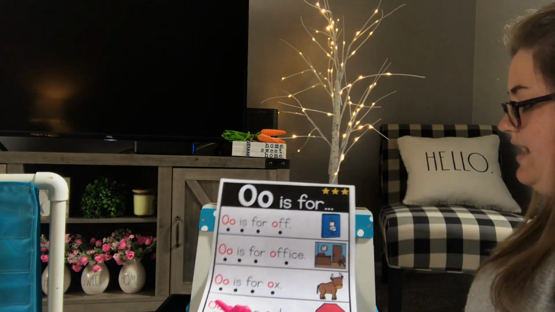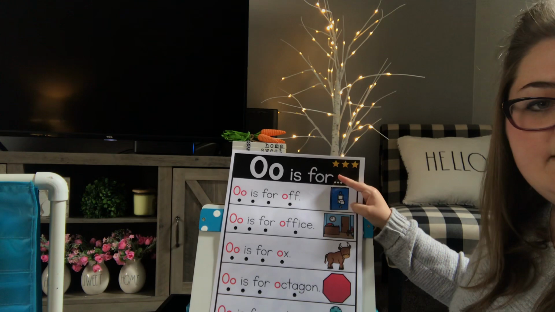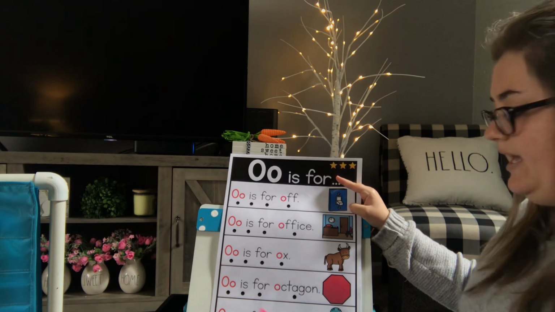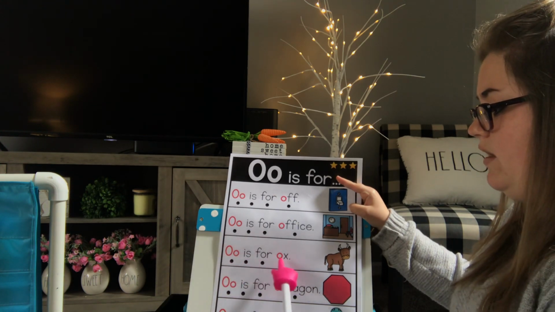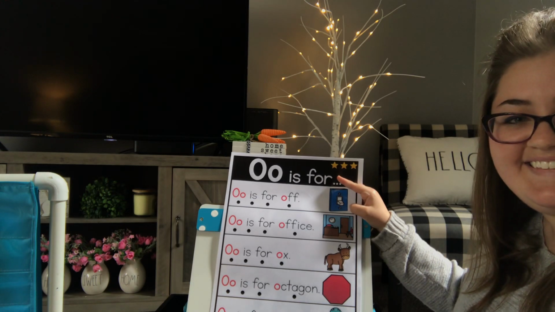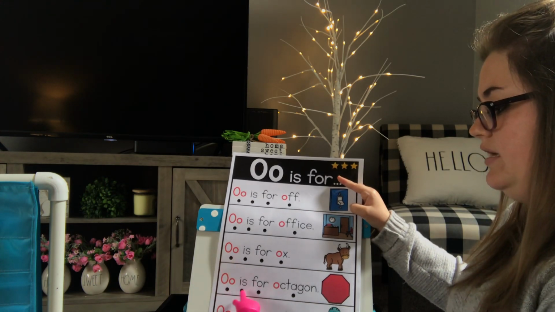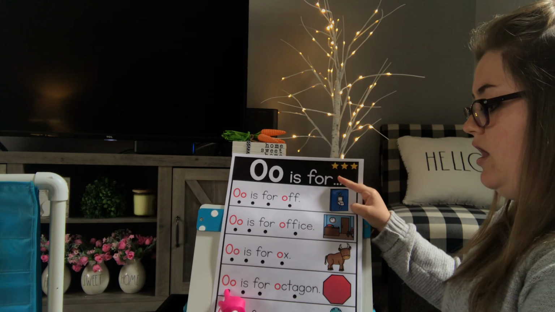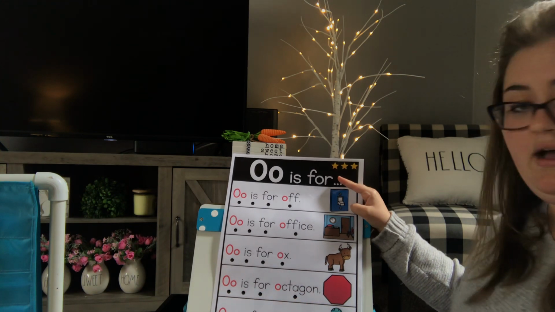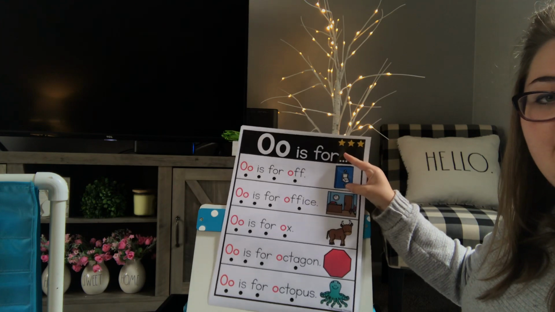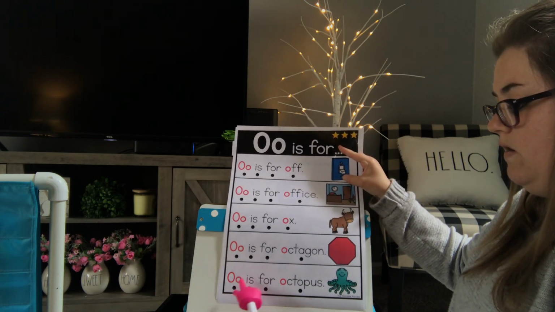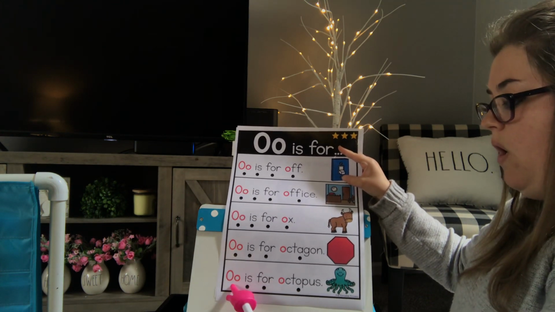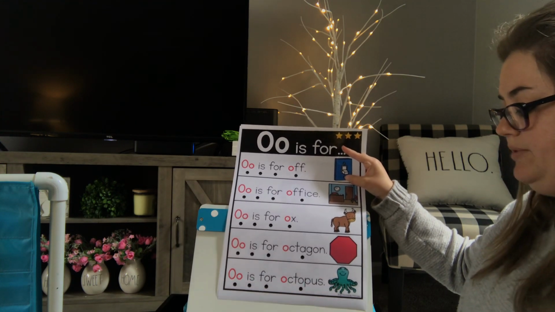My friends, the next one says O is for ox. Read it with me. O is for ox. The next one says O is for octagon. Read it with me. O is for octagon. And our last sentence is O is for octopus. Read it with me. O is for octopus.